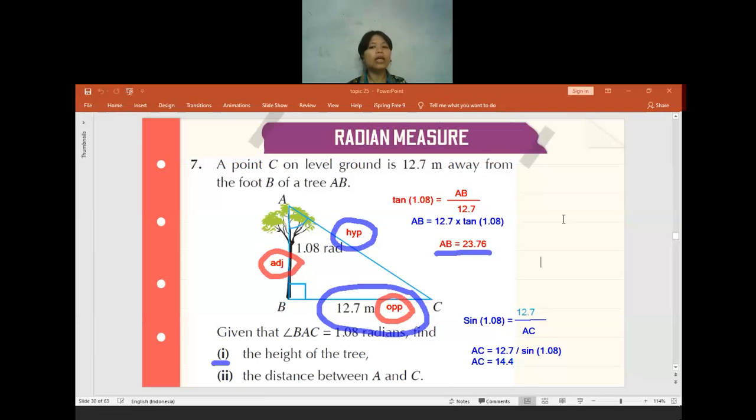There will be a difference if your calculator says radian and you use the calculator in degree mode. The answer will be very different, because sine 1.08 in degree mode will be 0 point something, very small, closer to zero. But when it is radian, the answer will not be like 0.0 something. So it will be really different if you do not focus on the mode.